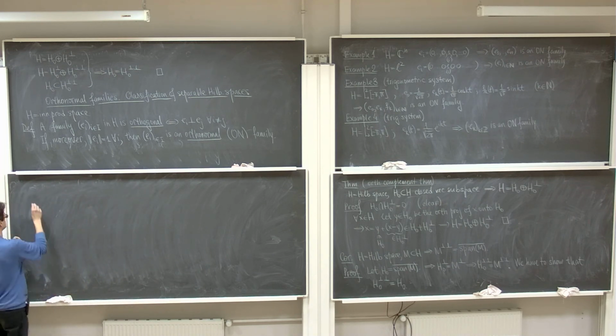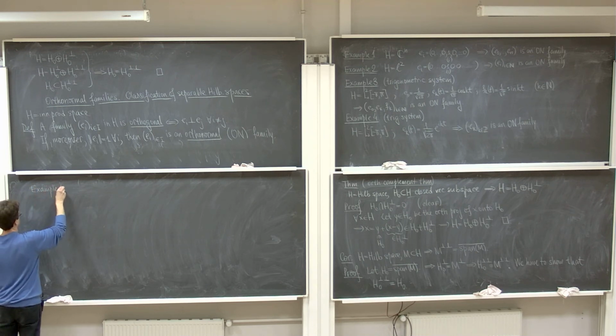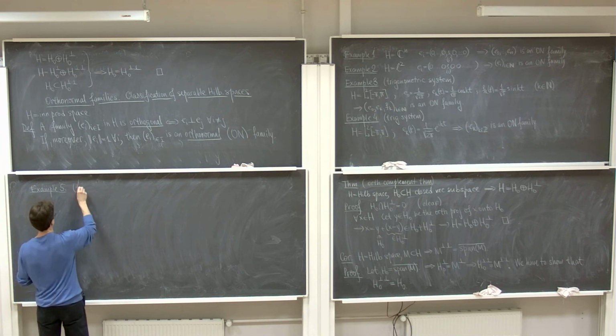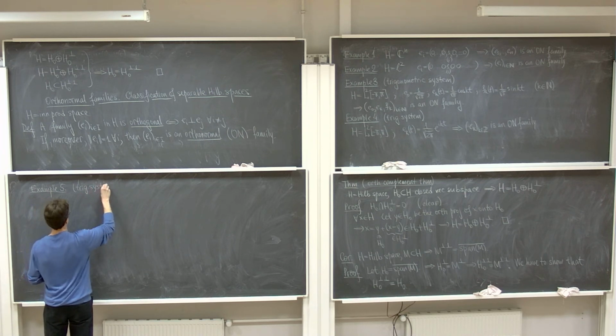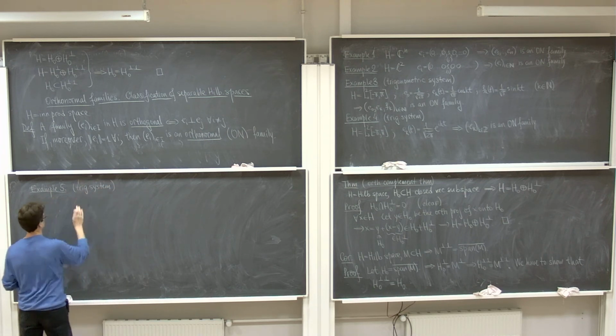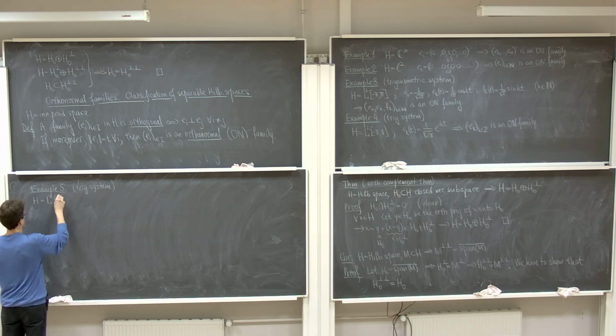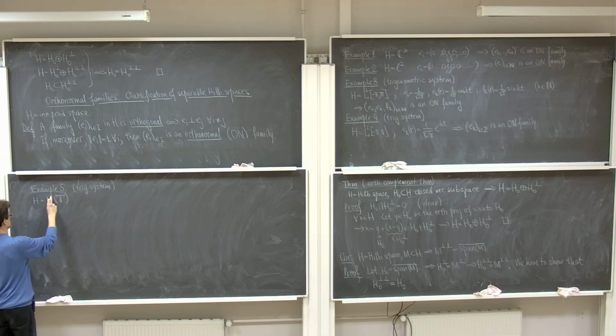Example 5. And this is again the trigonometric system. But now this will be the trigonometric system on the circle. Namely, now let H be the big L2 space over the circle. As usual, we normalize the measure on the circle in such a way that the measure of the circle is 1.